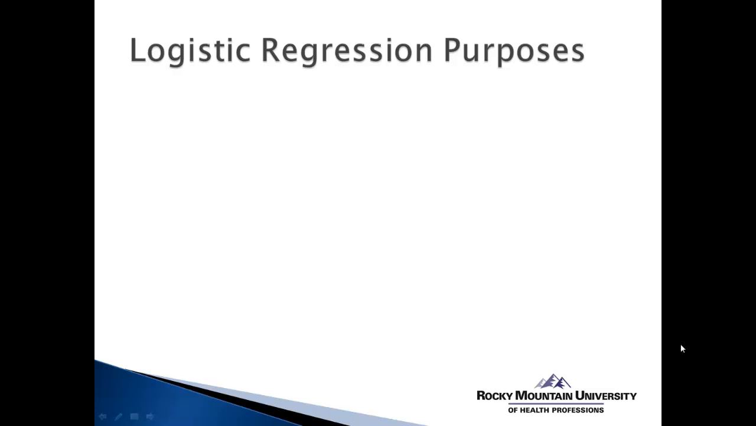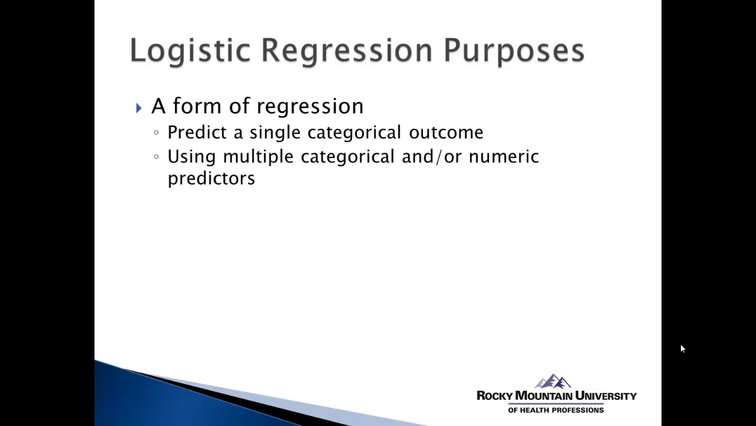So the purposes of logistic regression, in other words, the different situations we might use logistic regression, we first need to think about the fact that logistic regression is a form of other regression analyses, including linear regression and multiple linear regression. In linear regression and multiple linear regression, we're typically working with a numerical outcome of some kind. But if we would like to predict a single categorical outcome, like passes or fails an exam, having a disease, not having a disease, possessing a risk factor, not possessing a risk factor, we can use logistic regression to predict that sort of an outcome.